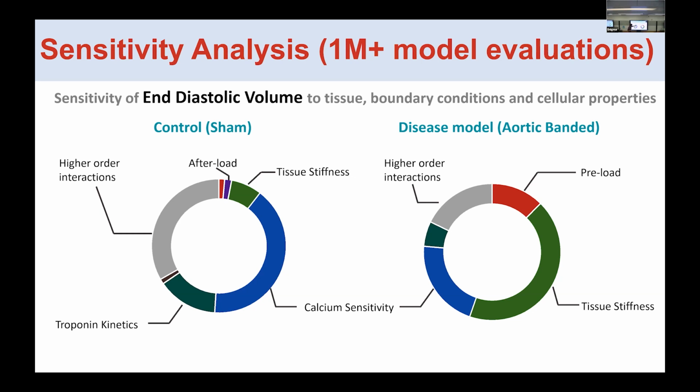So if, in this case, your drug was acting on calcium sensitivity and you were trying to improve this measure, end diastolic volume, then a control animal might not be the best one to work on, because in the disease case, this tissue stiffness is having a much bigger impact on that output variable. So this was a way that the drug company could compare whether their drug target was very important in the control versus the disease model, because that's going to inform which type of animal you can use.